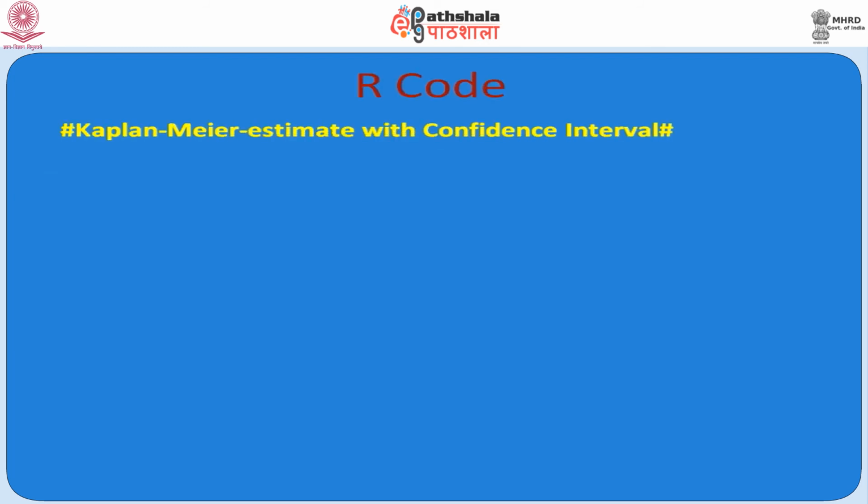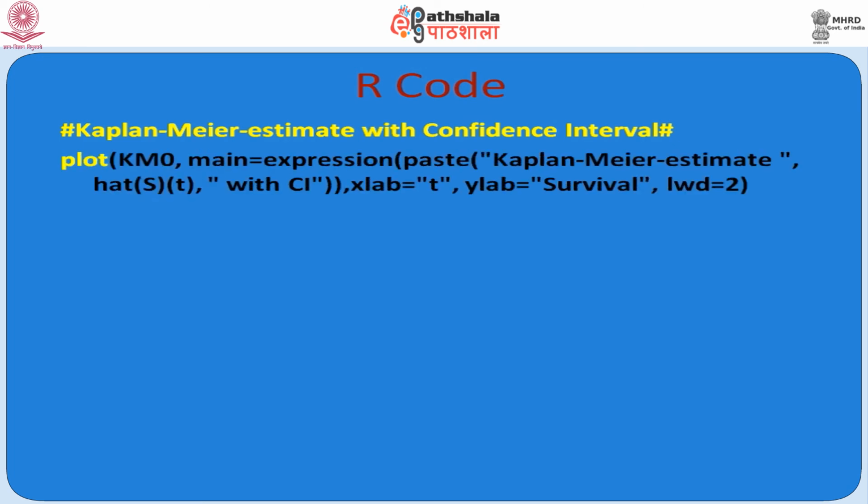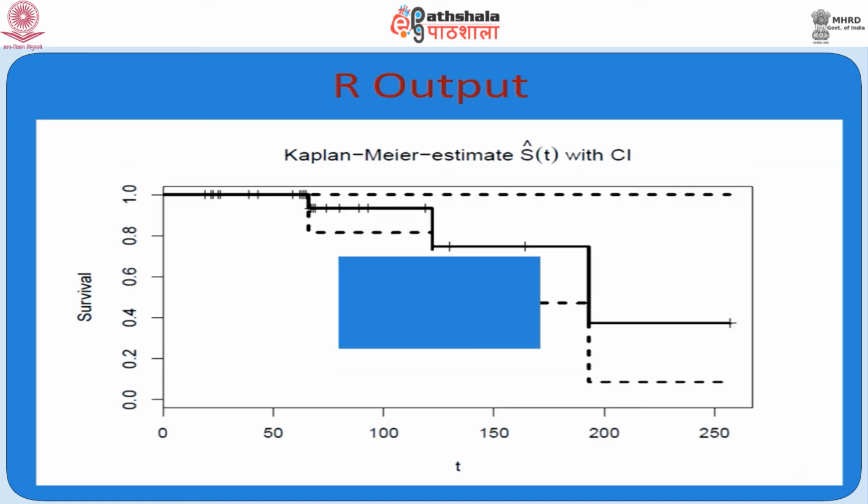Now we are trying to find out Kaplan Meier estimates with confidence interval. In the function plot, we are calling Km0, and as a main title we are giving Kaplan Meier estimate, hat of S of t with confidence interval, and as x lab we are putting time t, and y lab we are putting survival.